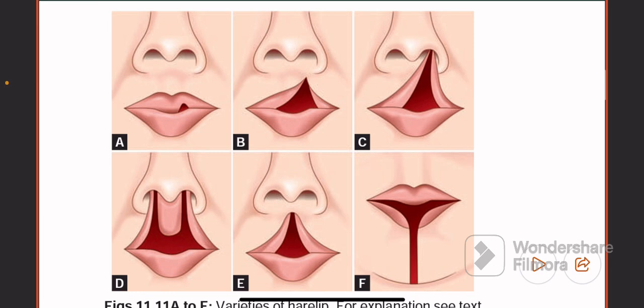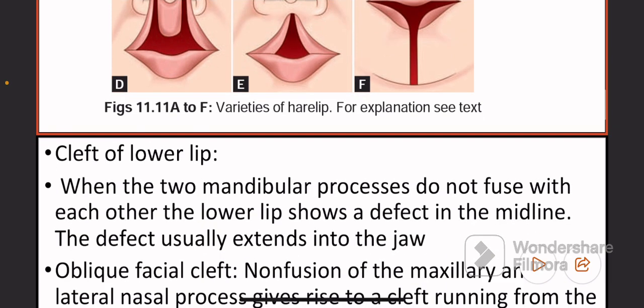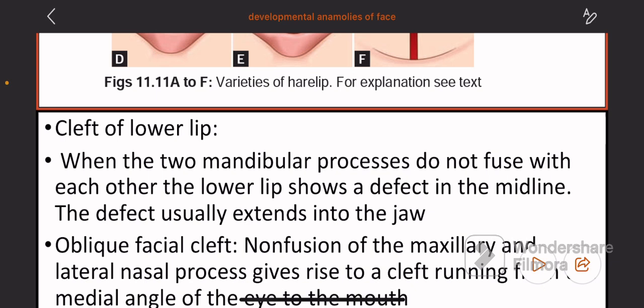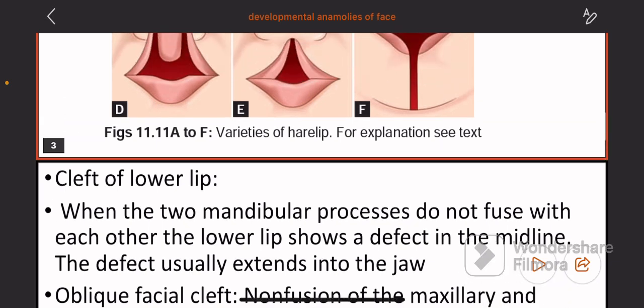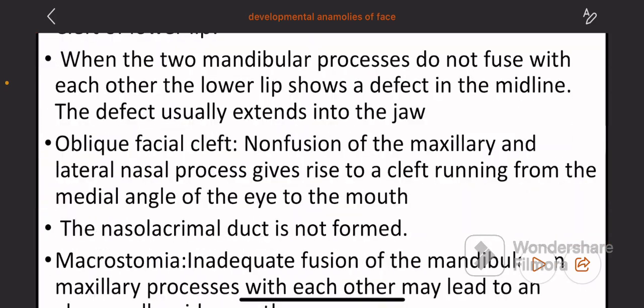Then cleft of lower lip. Cleft in lower lip is due to defective fusion in the mandibular process. You can see it in diagram F. It can also extend into the jaw. Further, there is an oblique facial cleft.